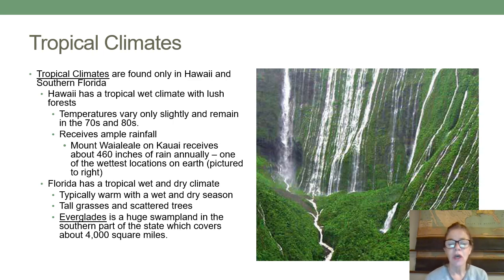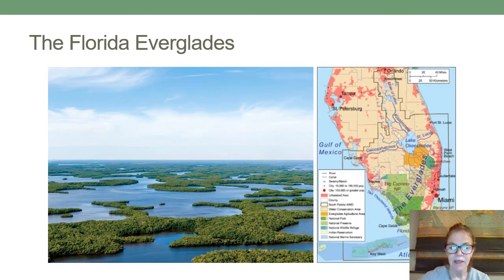If you go down to Florida also, that's a tropical wet and dry climate, and we're going to look at a video of the Everglades. The Everglades are this huge drainage basin for Florida. It's about 4,000 square miles, and it's got a vast ecosystem as well. And this is an image of the Everglades. And to the right over here, it shows you just how expansive that area is, right? Basically it drains from Lake Okeechobee all the way down to the Florida Keys.